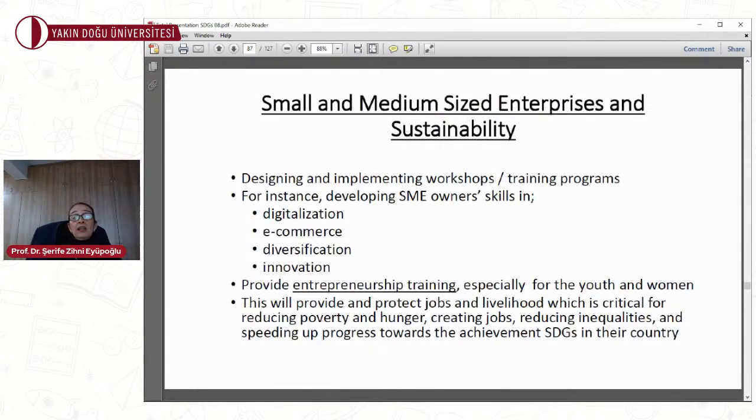This will provide and protect jobs and livelihoods, which is critical for reducing poverty and hunger, for creating jobs, reducing inequalities, and also speeding up progress towards the achievement of the Sustainable Development Goals in the country where these small and medium-sized enterprises are operating.